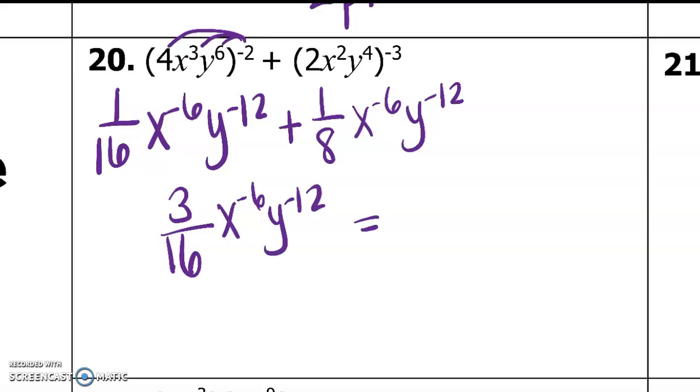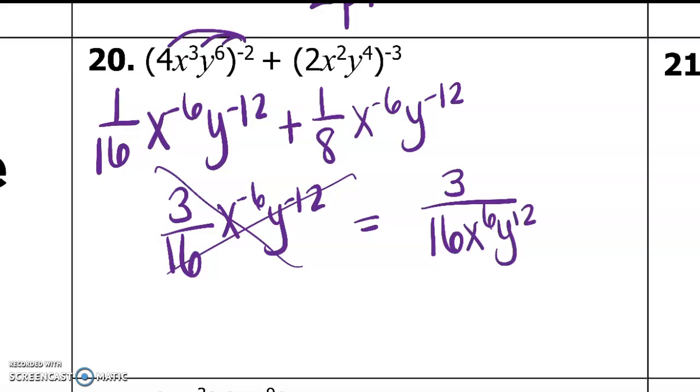So you still need to write that without negative exponents. Hopefully you'll be able to skip that step and say, okay, 3's on the top, 16's on the bottom. The x to the 6th and the y to the 12th also have to go to the bottom because they're both negative.